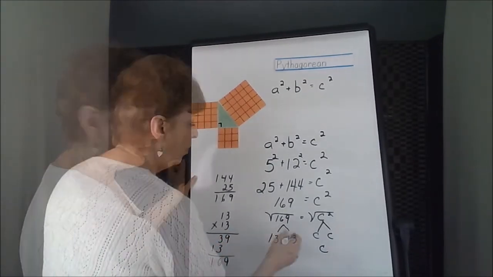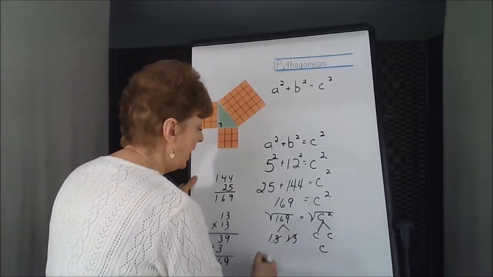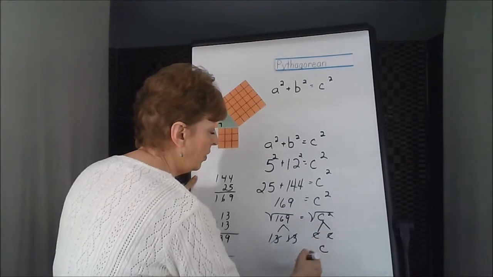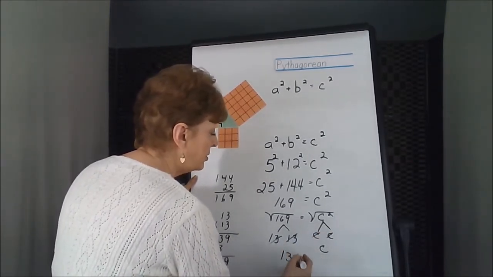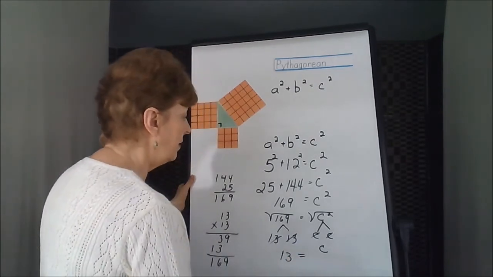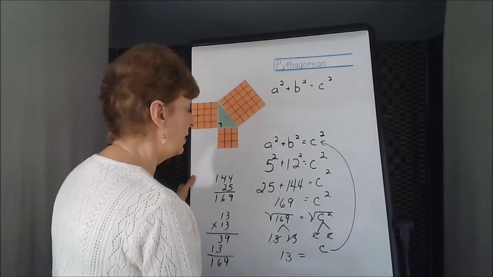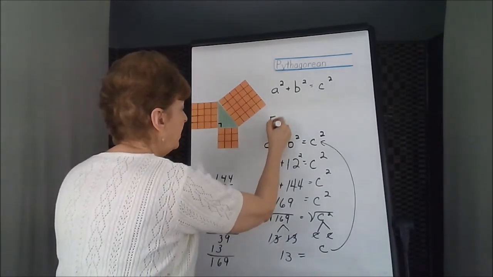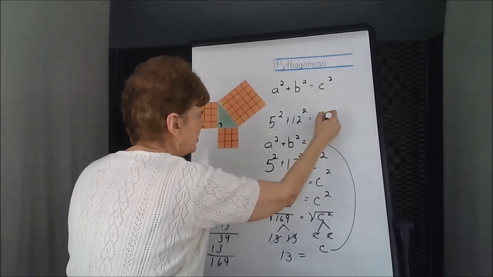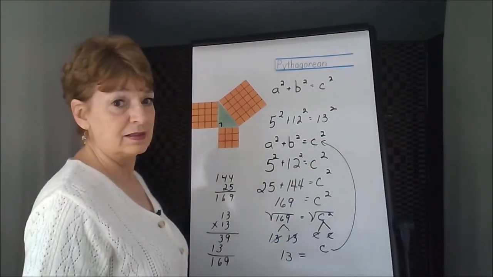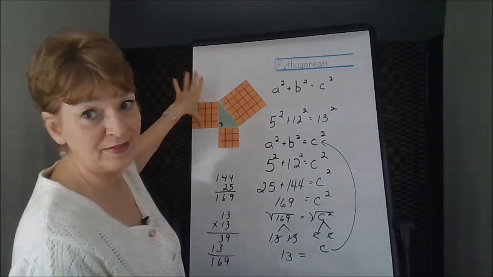169. We're going to take one of the 13s outside the radical sign to match the pair, just like we did here. We took one of the c's, we call it c. We're going to take one of the 13s. So 13 is equal to c. Up here, this would have been 5 squared plus 12 squared is equal to 13 squared. So those would be pretty large squares that would come off of that triangle.